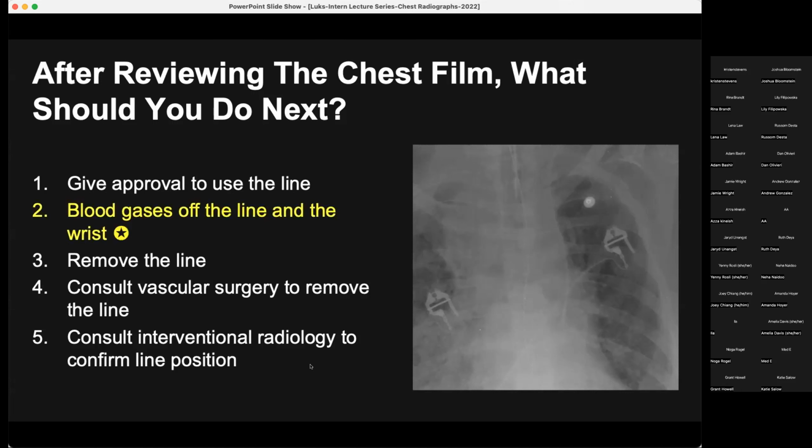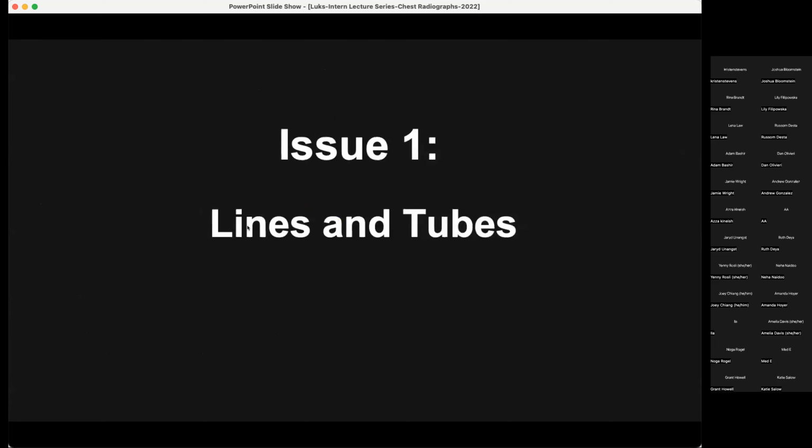The correct answer here is actually choice number 2. Before you do anything to remove the line, it's just useful to compare blood gases off the central venous catheter and a radial artery to see if this is a venous or an arterial placement. You're right to consider the fact that this catheter tip sits on the left side of the chest near where the aortic knob is, which raises concern that it's in an artery. But it turns out this patient had a persistent left superior vena cava, a congenital anomaly often seen in Down syndrome, and this catheter is in a venous position. And this is one of the ways you could have sorted that out. And I'll talk a little bit more about that later.